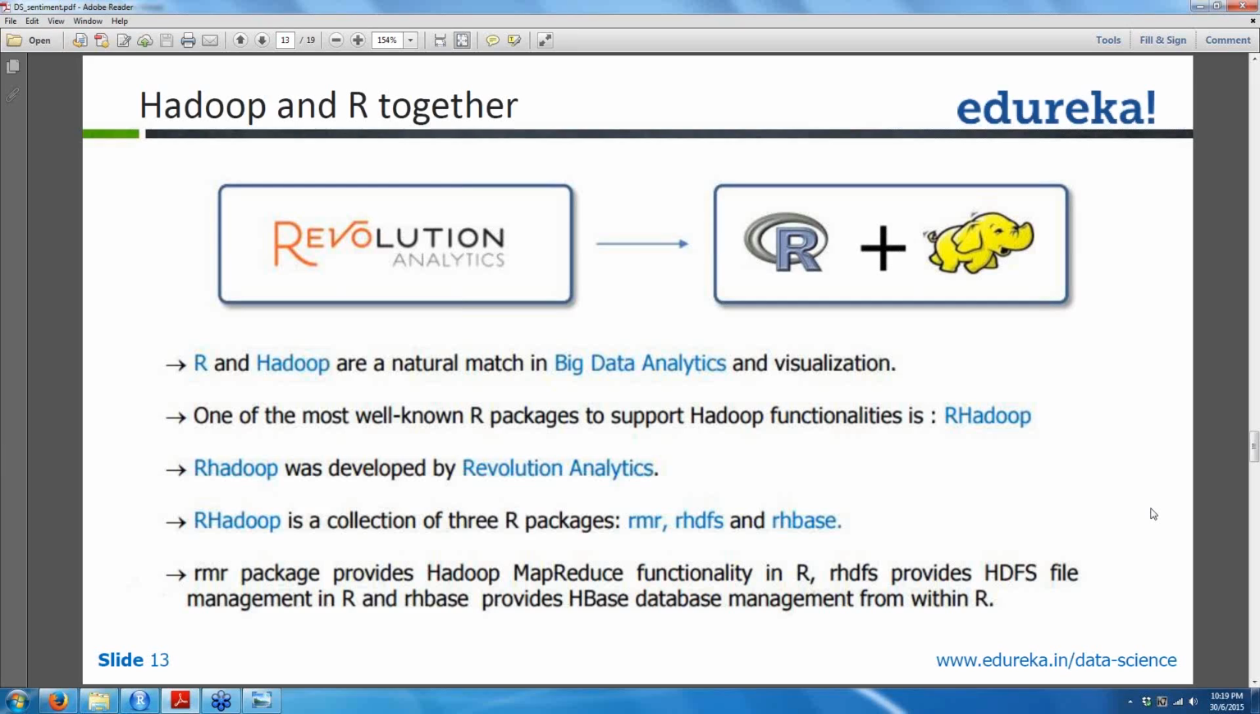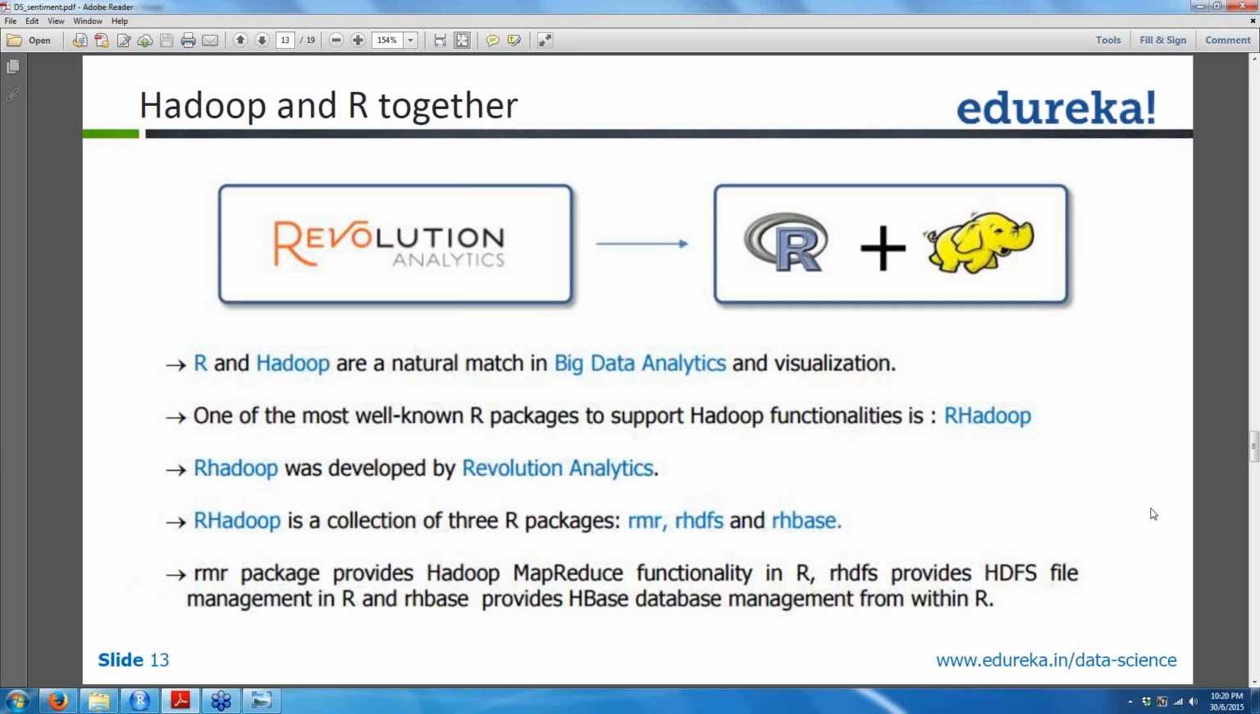There's a company called Revolution Analytics. They came up with a bunch of libraries, packages, so to speak. It's open source, available through CRAN, and they call it R-Hadoop. This R-Hadoop fundamentally has three packages. The RMR is for MapReduce. Fundamentally, they apply the MapReduce computation paradigm in the RMR package and library.